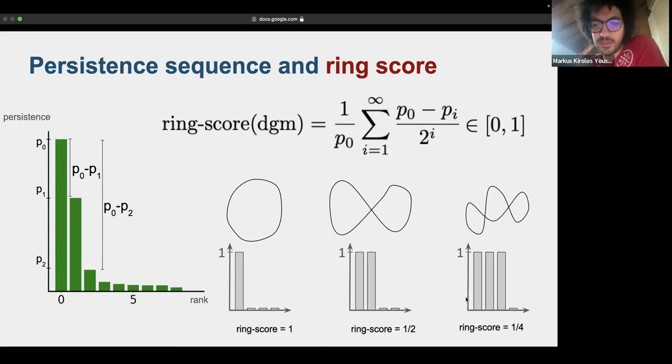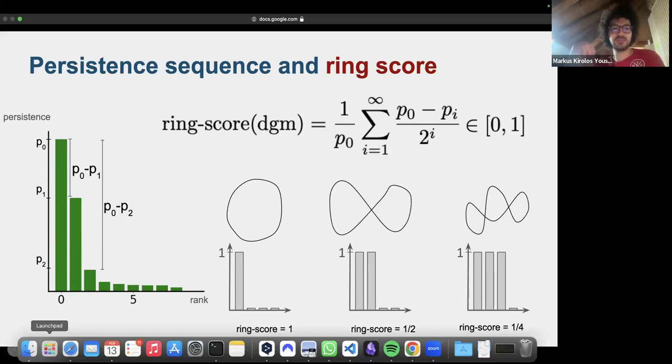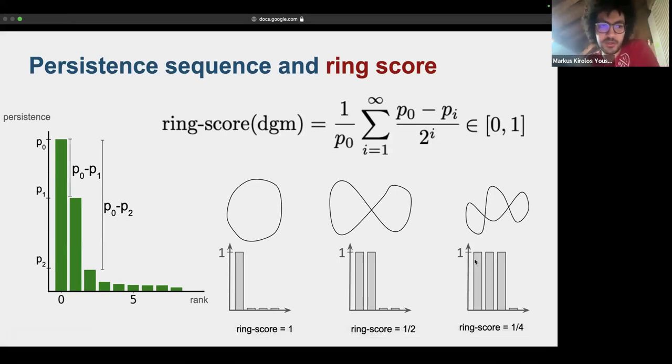Concretely, we take this philosophy that the most persistent homology group is the ring that we're trying to detect, and everything else is considered noise. So we just measure how far the noise is from the actual signal that we're trying to measure. And then we just sum it up and give it a weighting so that we have everything neat and nice between 0 and 1.